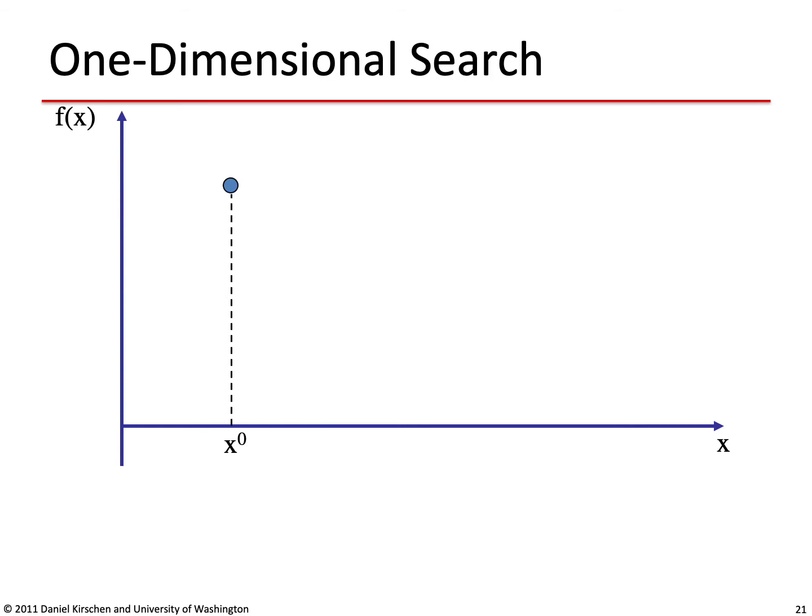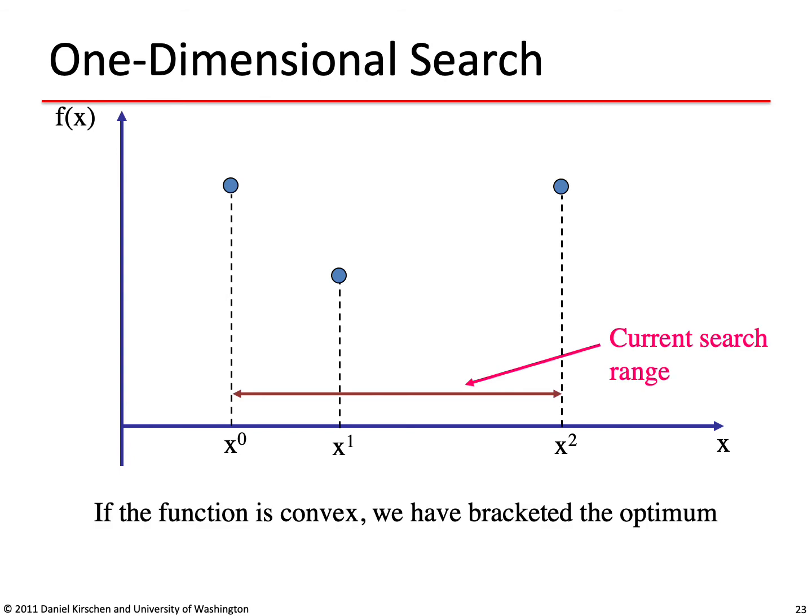The procedure I have just described is quite obviously naive, and much better approaches have been developed. For example, let's repeat the process where we first calculate the value of f of x at one point x naught, which might be the lower end of the range. Then we can calculate the value of f of x at the point x1 and at the point x2. Because the value of f of x1 is lower than f of x0 and f of x2, we have narrowed our search range, and if the function is convex, we have bracketed the optimum.